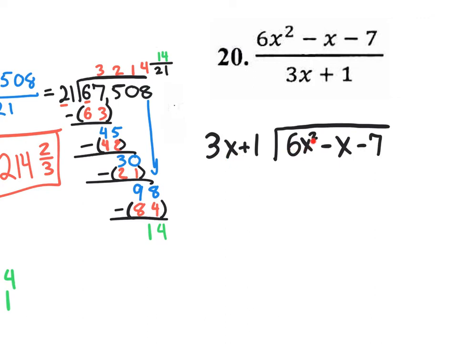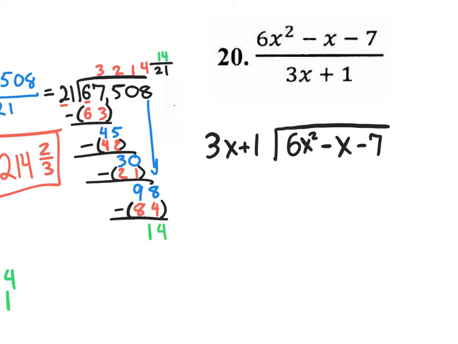So 6x squared and 3x. 3x times what will get us this exact value, 6x squared? Just like over here, right? 2 times what gave us that exact value, 6? 2 times 3 gave us that exact value, 6. Over here, 3x times what will get us that exact value, 6x squared?